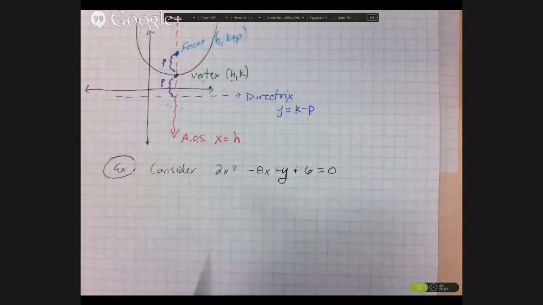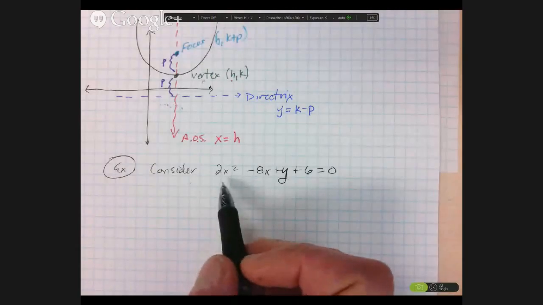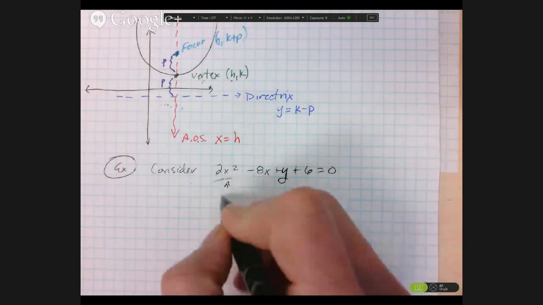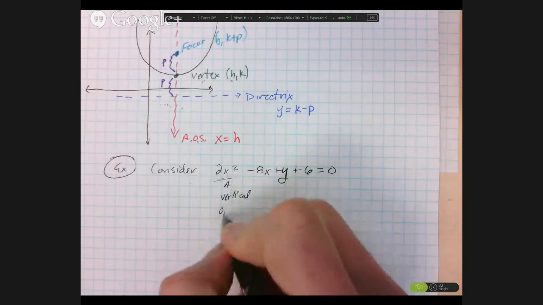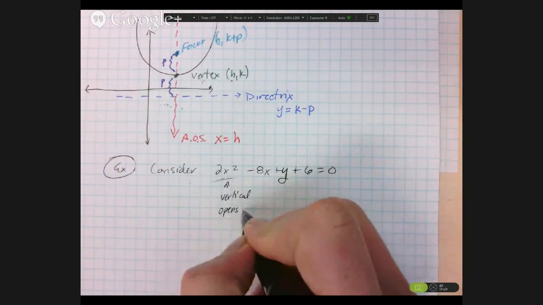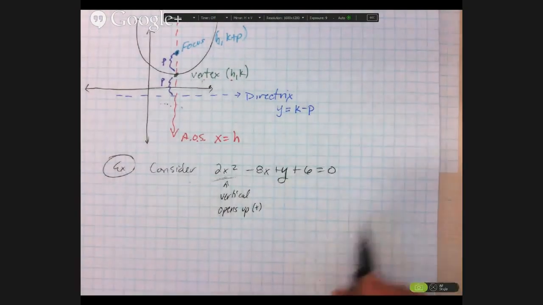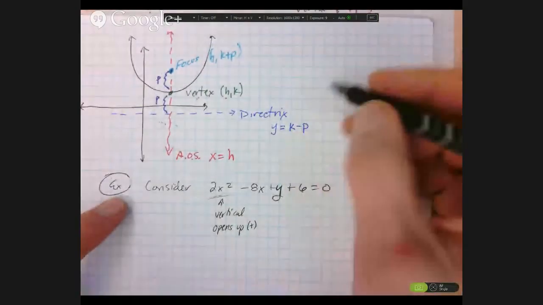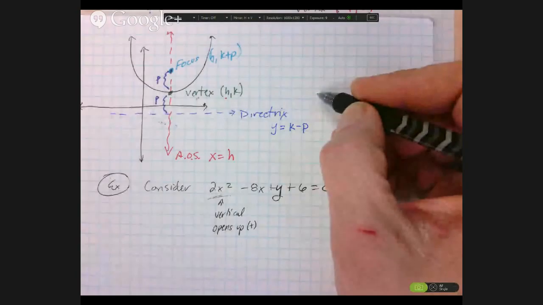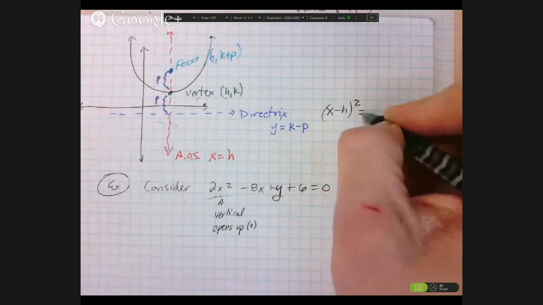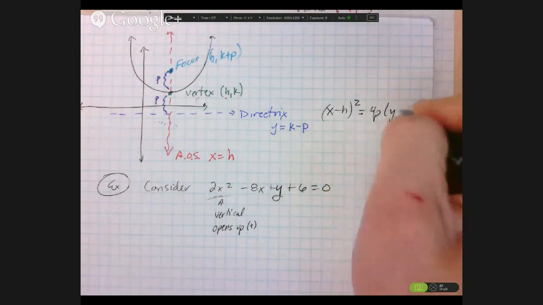So x squared is a vertical or horizontal? Sideways or up and down? Yeah, you're right. It's up and down because it's x squared. And it opens up or down? Yeah, because it's positive. Okay, so the question is, can we get it to this form? And I didn't write it down for you. X minus h squared equals 4p times y minus k.